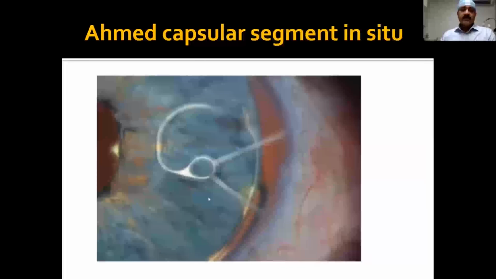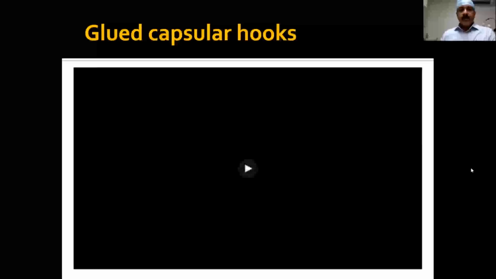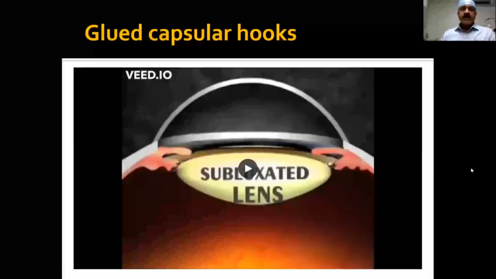This looks somewhat like this at the end of the procedure. The only drawback with this is long-term stability. The sutures may get dissolved. Hence, you may require a redo surgery. That's the reason Dr. Susan Jacob from Agarwal Eye Hospital devised the glued capsular hooks.